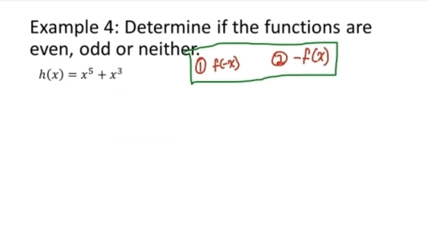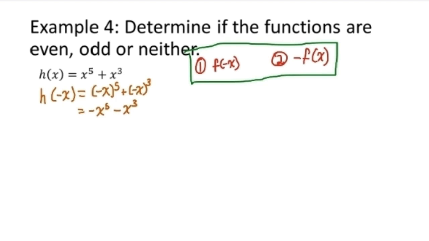Now we're going to determine if h of x, which equals x to the 5th plus x cubed, is even, odd, or neither. We'll start by testing to see if h of x is even by finding h of negative x. This means we're going to replace x with negative x inside of our function. And since we're raising negative x to odd powers, we're going to get negative answers. So negative x to the 5th would be negative x to the 5th without parentheses, and then minus x cubed.